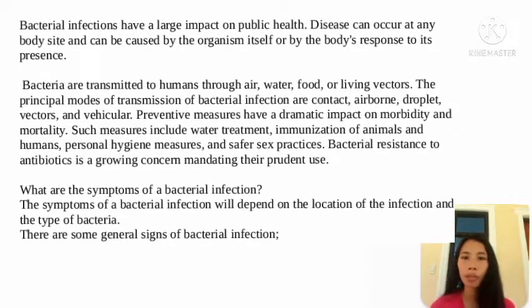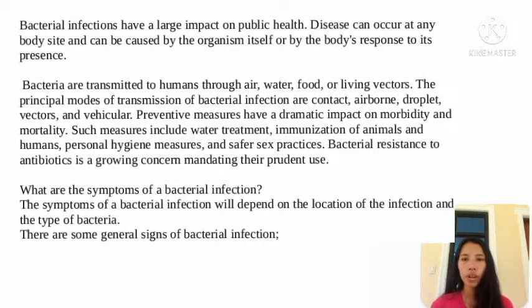Preventive measures have a dramatic impact on morbidity and mortality. Such measures include water treatment, immunizations of animals and humans, personal hygiene measures, and safe sex practice. Bacterial resistance to antibiotics is a growing concern, mandating their prudent use.